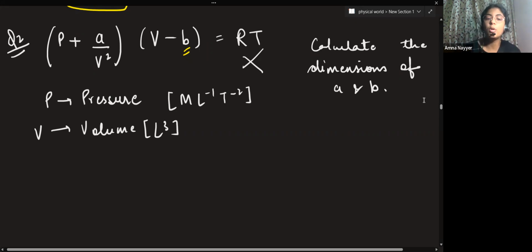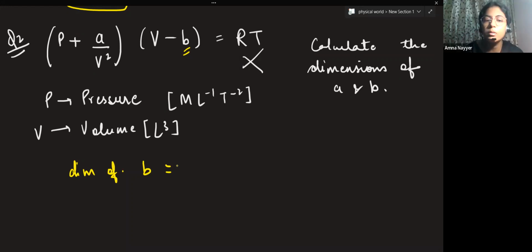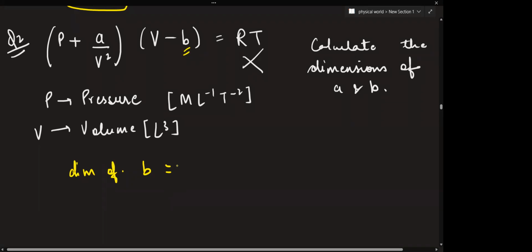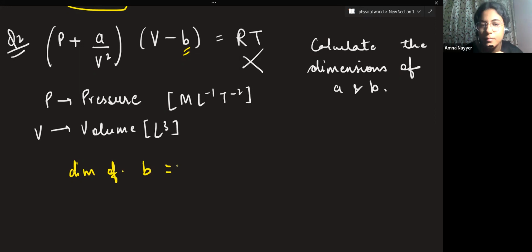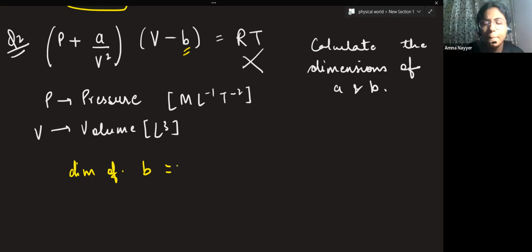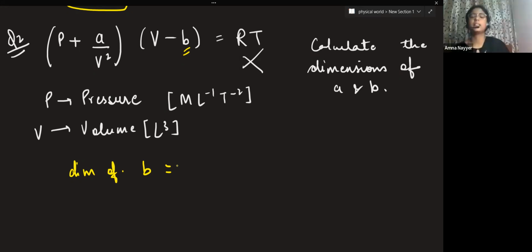Just the dimension formula of B. What will be this? Aram: L cube. Arnav, what about you? Yes, ma'am, it'll be L cube, I think. The reason? Because volume also has the same dimension. Perfect. Good. Correct. It'll be the same for both.